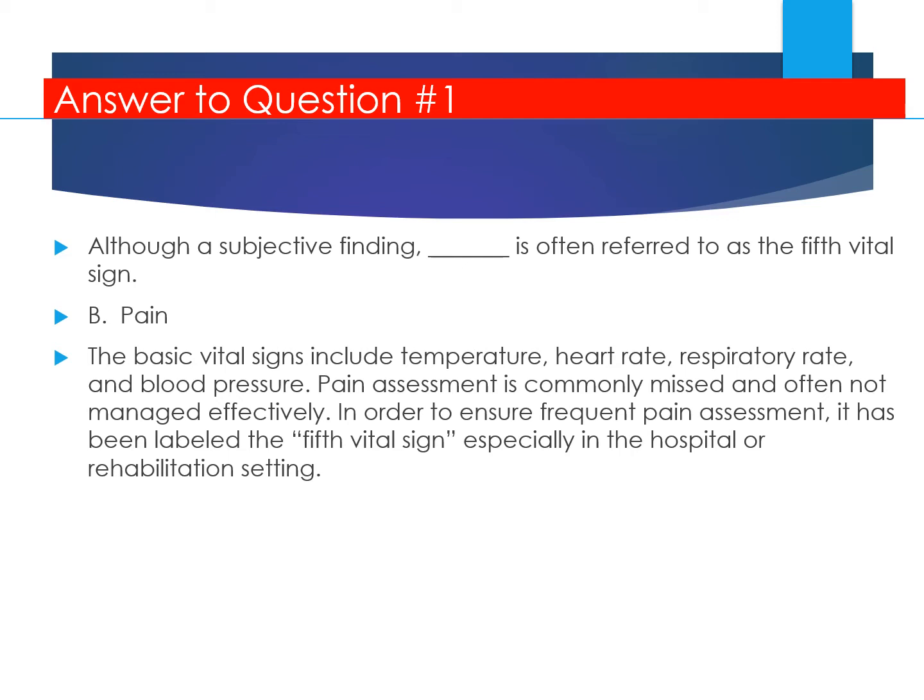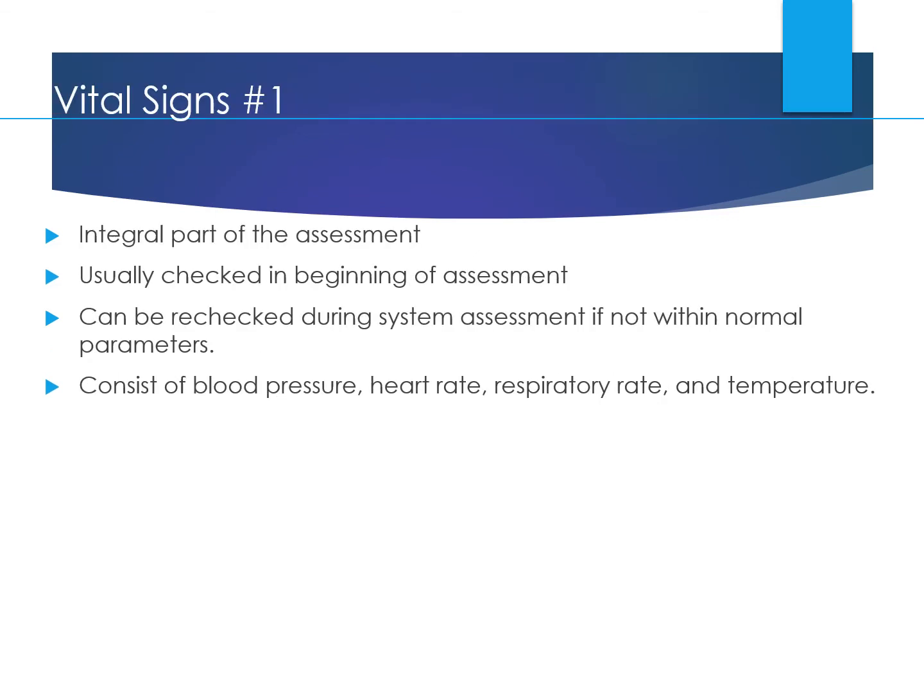The basic vital signs include temperature, heart rate, respiratory rate, and blood pressure, which are four. Pain assessment is commonly missed and often not managed effectively. In order to ensure frequent pain assessment, it has been labeled as the fifth vital sign, especially in the hospital or rehabilitation setting. Let's talk a little bit about vital signs. Vital signs are an integral part of our health assessment. They are actually the most important part of health assessment, because they give you an indication of what is happening in the patient's body.